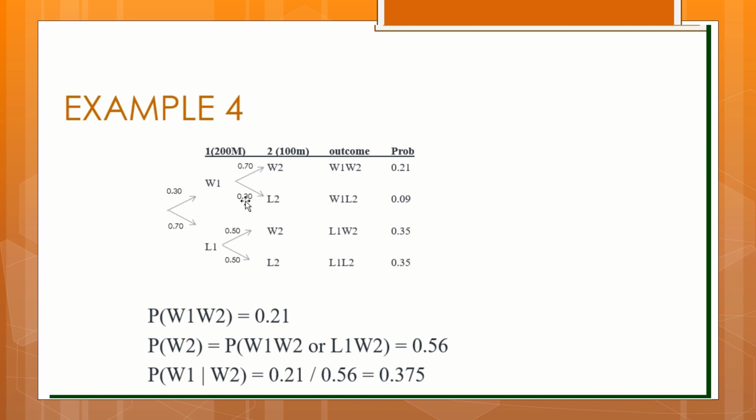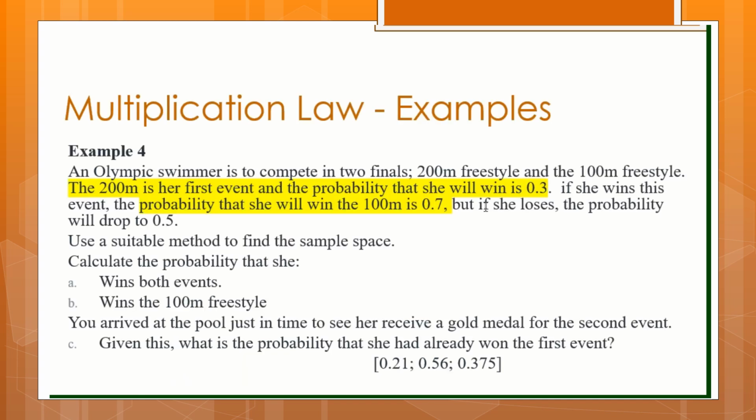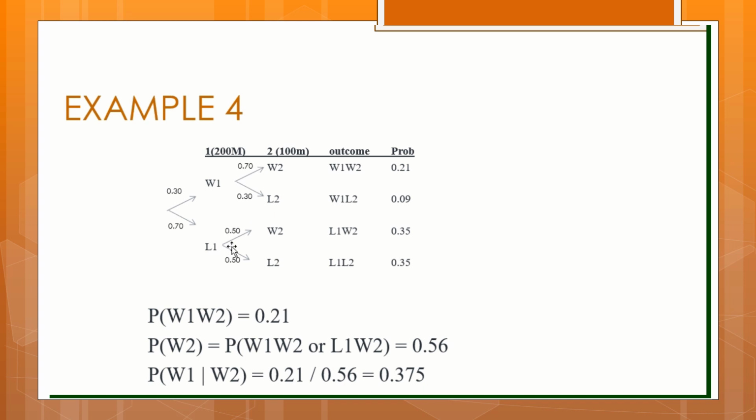So she will lose will be 0.3. So total probability is 1, sorted. Now this part is if she loses. So let's find the probability if she loses. But if she loses, the probability will drop to 0.5. So if she loses, it will be a half chance, 0.5, 0.5.